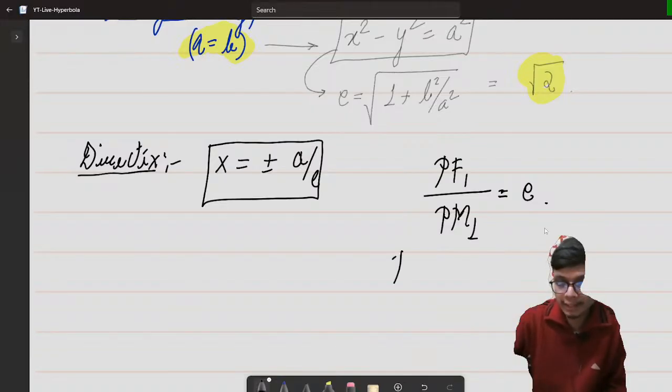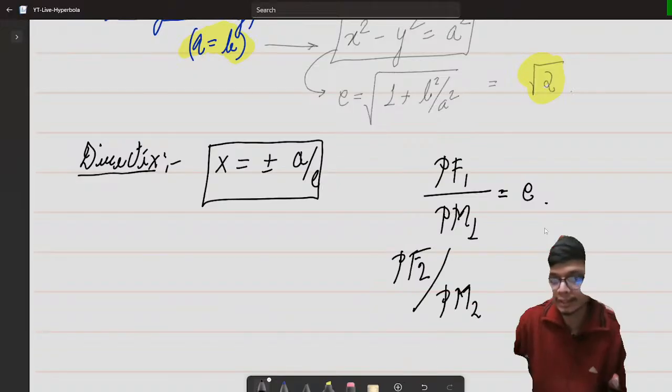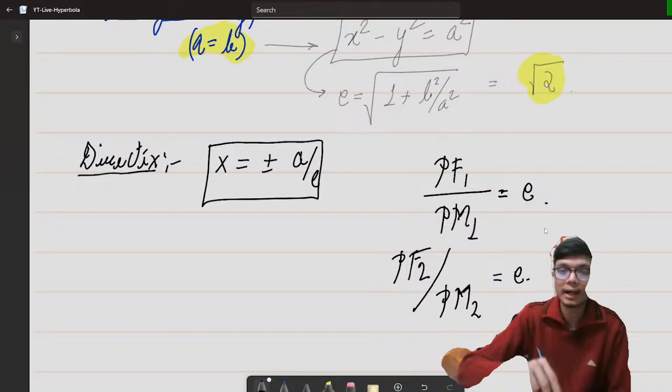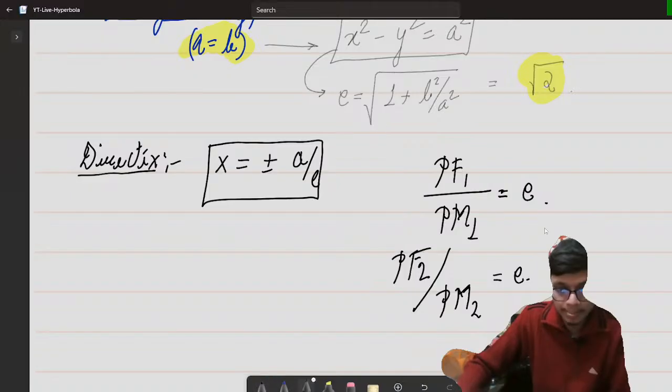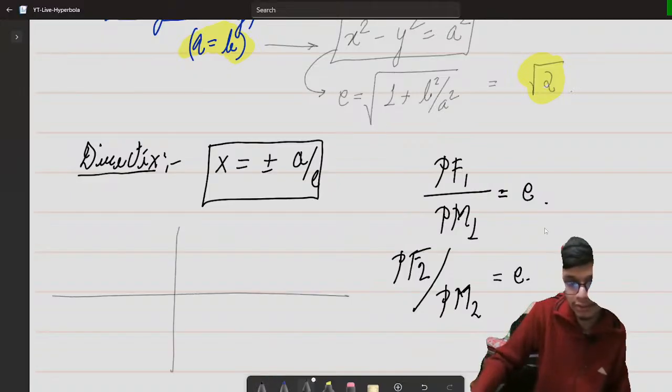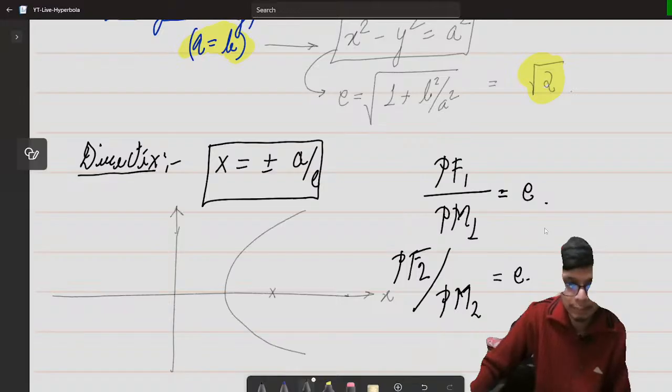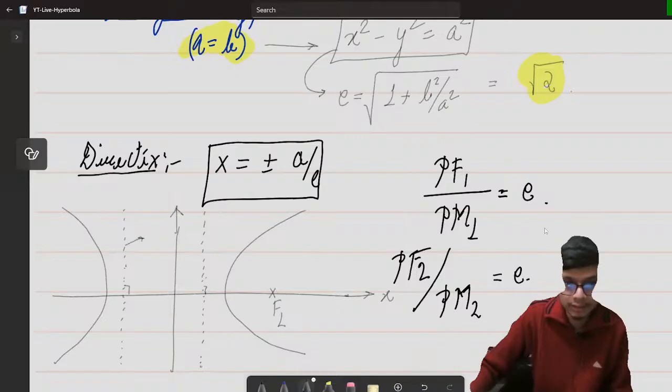In a similar way I can take the other focus, that is f2, and the perpendicular distance to the other directrix m2, and that will also be equal to the same eccentricity e. Therefore I can define two different straight lines which are called the directrix. If I draw the diagram, this is my conjugate axis and this is my transverse axis. For one branch of the hyperbola with focus f1, there will be one straight line like this, perpendicular to the transverse axis, and for the other branch we will have another perpendicular straight line like this. These are the two directrix.